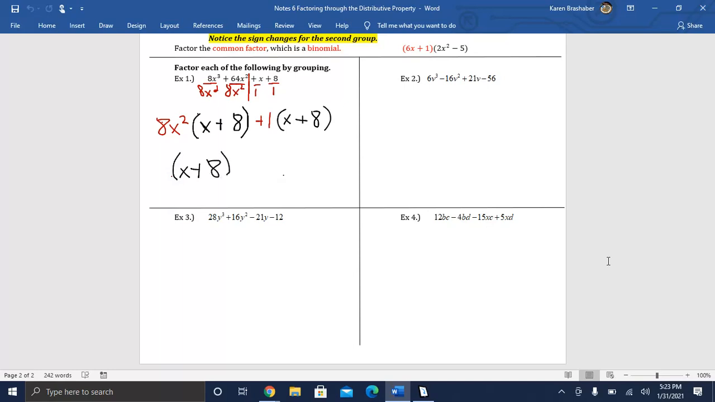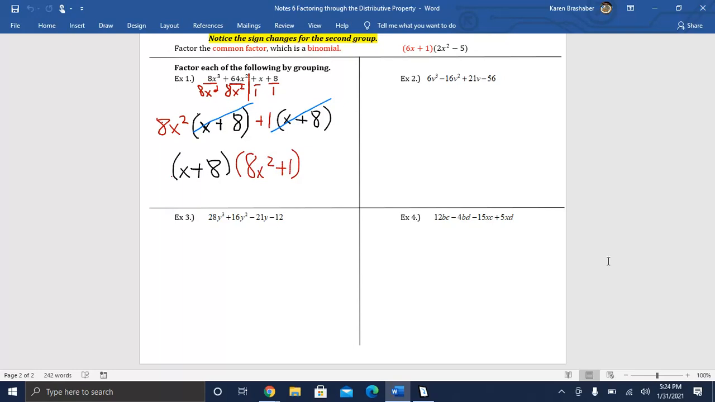And so I'm going to write it first. And then because I'm dividing it out, I'm actually going to, in this line, mark it out. I think that will help you see that the other binomial that we are going to need to write is the part that is outside the parentheses, not marked out. And that would be the 8x squared and then plus 1.